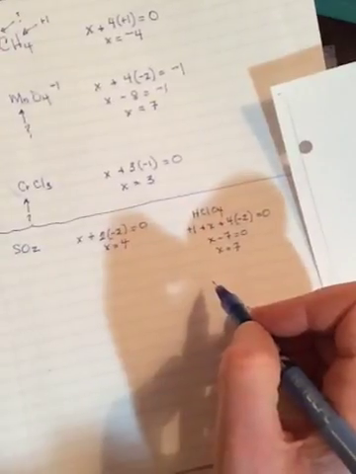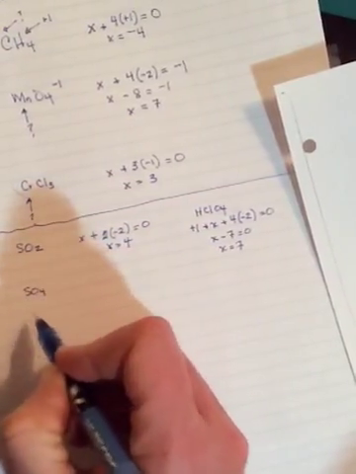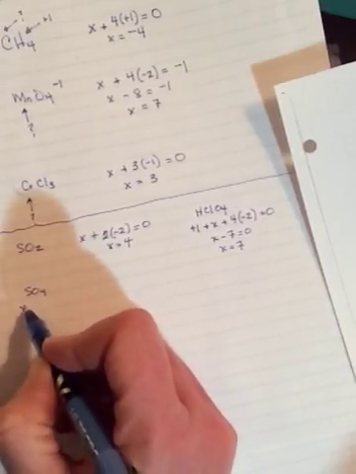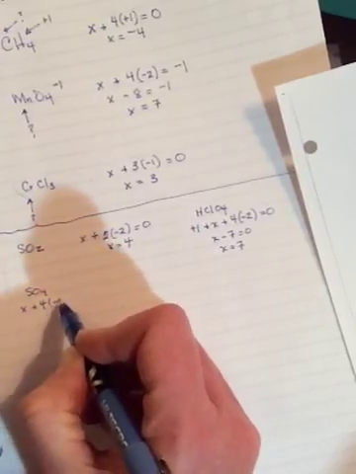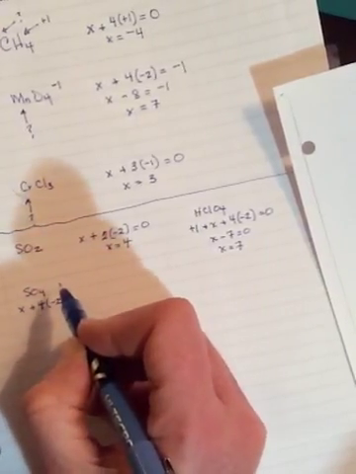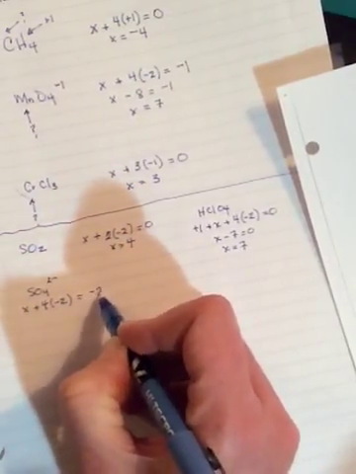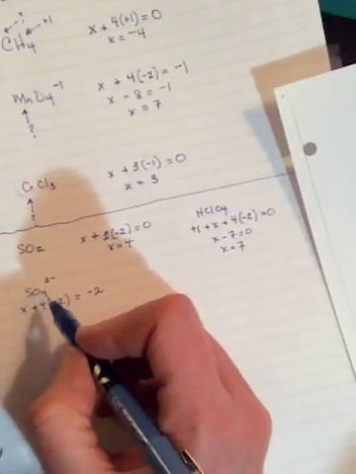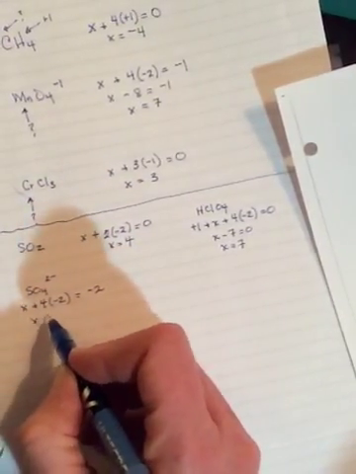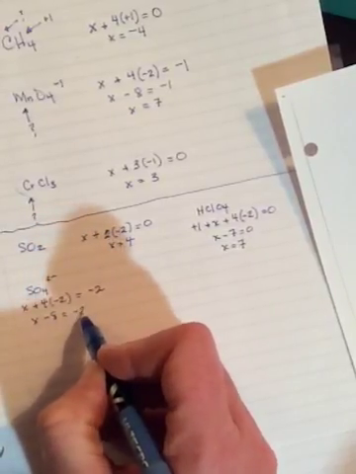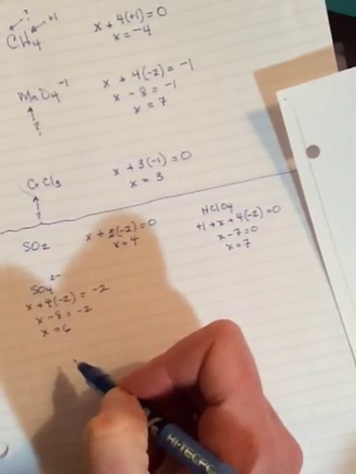The third one is S in SO4. Again, we don't know the S, it's X, and there's 4 oxygen, and they're -2, and the SO4 has a charge of -2, so that has to be equal to -2, because this is a polyatomic ion that has a charge of -2. So X minus 8 equals -2, take the -8 over, X equals 6.